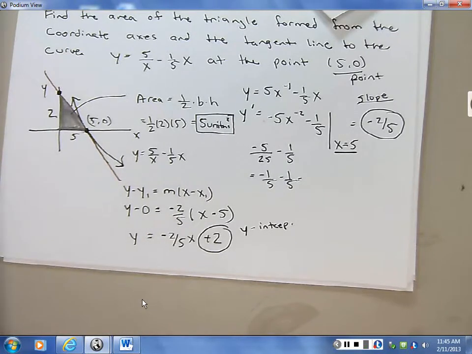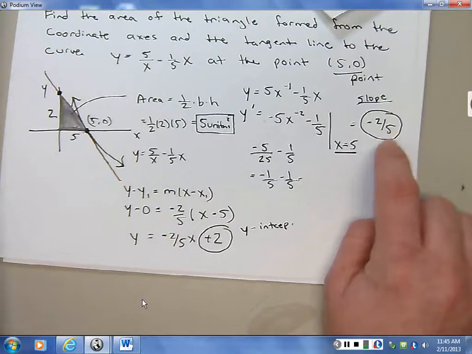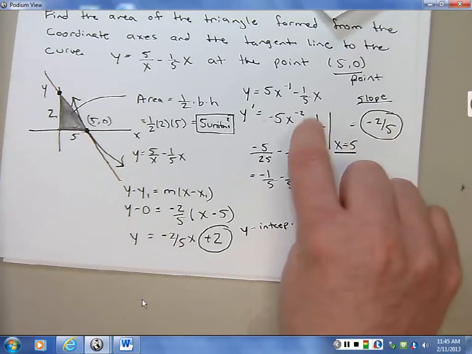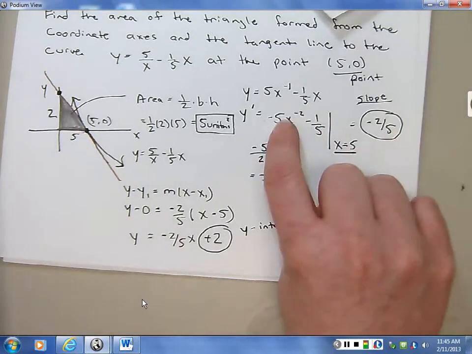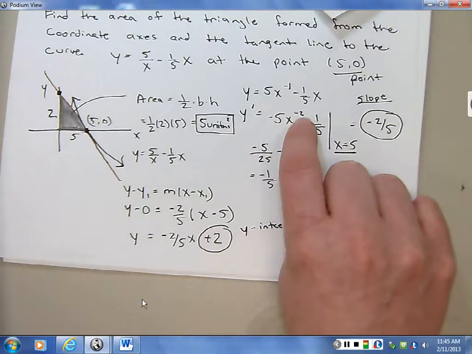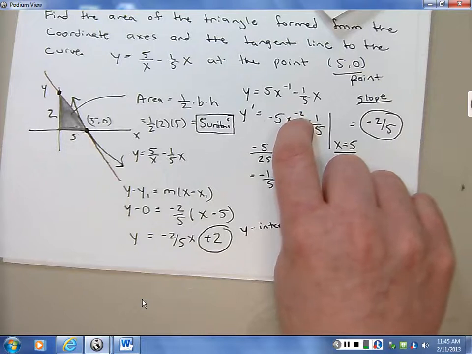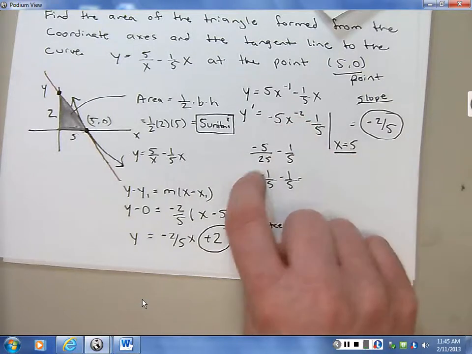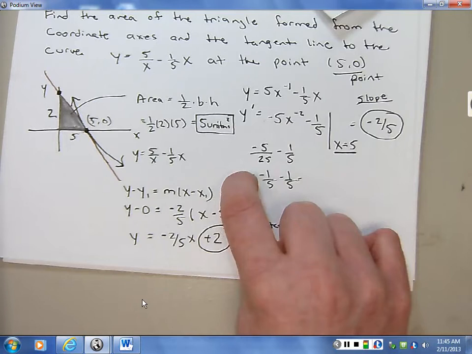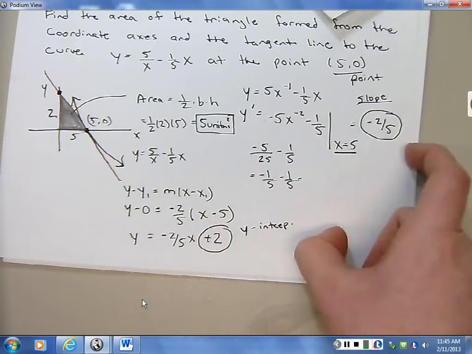How did you get this slope, minus 2/5? I plugged in 5 to this function. So I have minus 5 to the 5 to the minus 2. 5 to the minus 2 is 1 over 25. So minus 5 times 1 over 25 is minus a fifth. So then I have minus a fifth, which is minus 2/5.